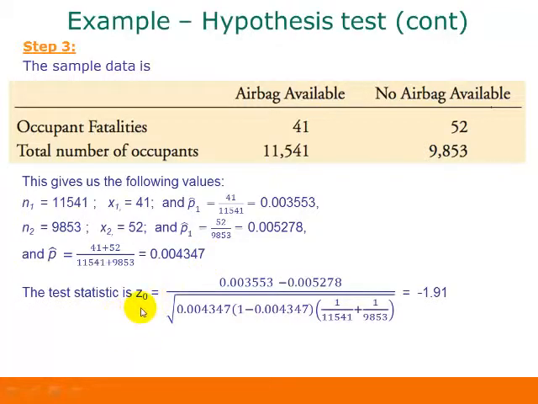And here's our test statistic calculation. So here we're subtracting our two sample proportions on the top, and on the bottom, remember we're using our pooled sample proportion in both of these places, and this is 1 over our first sample size plus 1 over our second sample size. And if you work all this out, it turns out to be approximately negative 1.91.